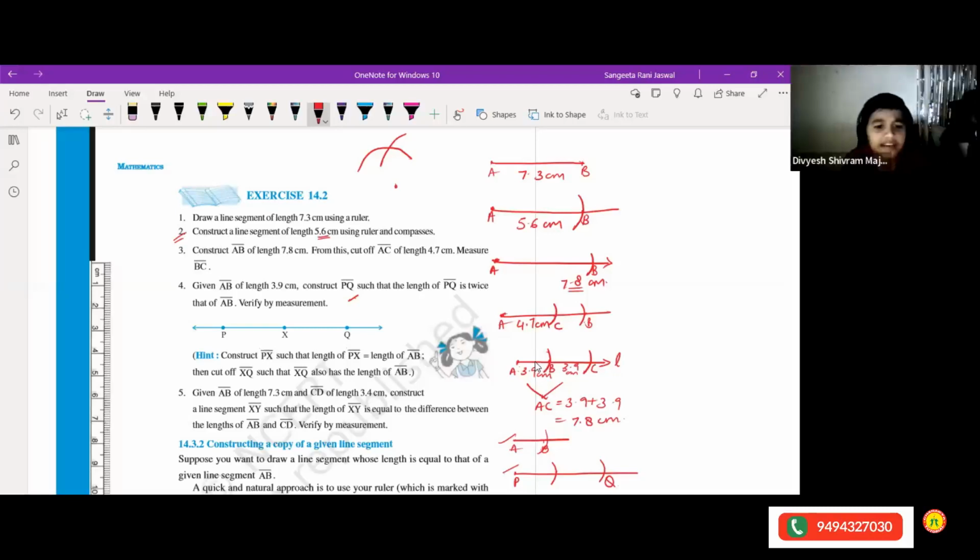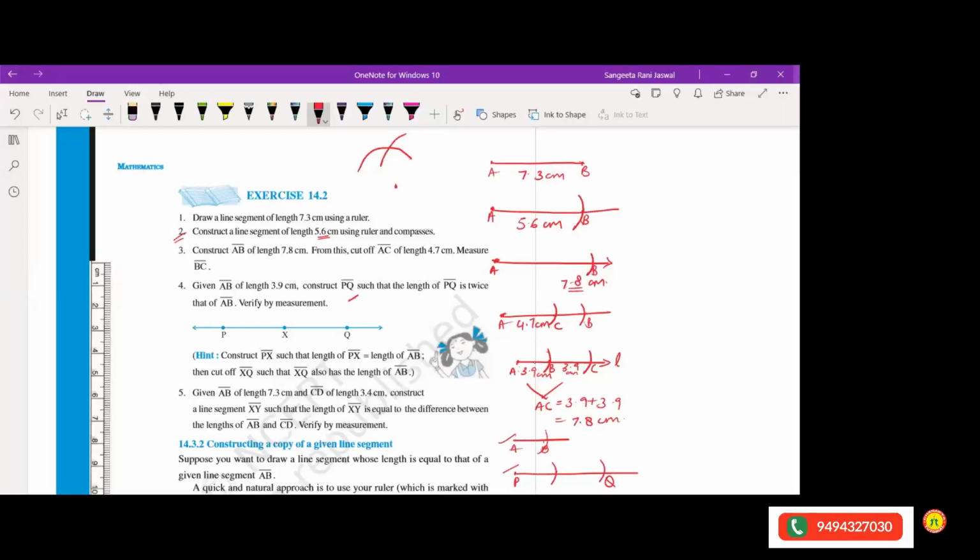Given a line AB of length 7.3 centimeters and CD of length 3.4 centimeters. Construct a line segment XY such that the length of XY is equal to the difference between the lengths of AB and CD. Verify by measurement.